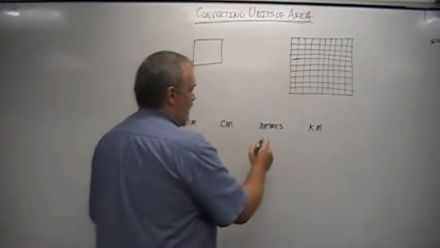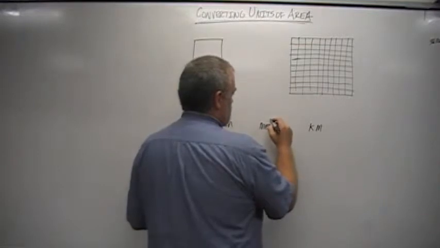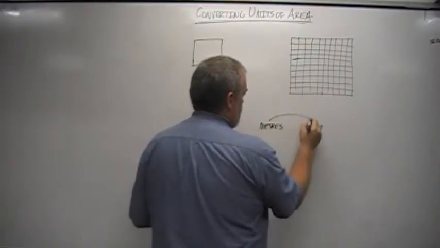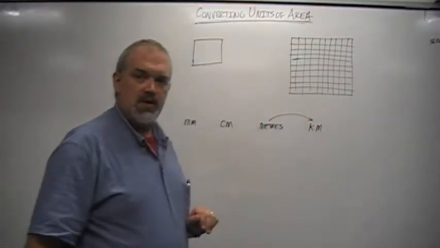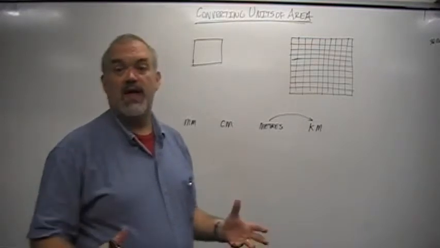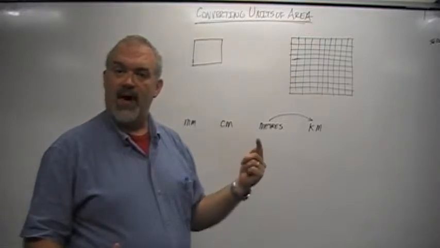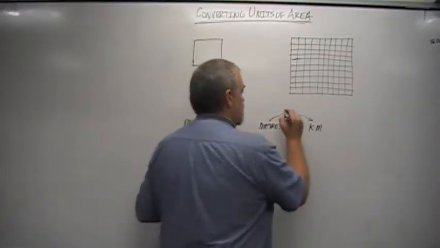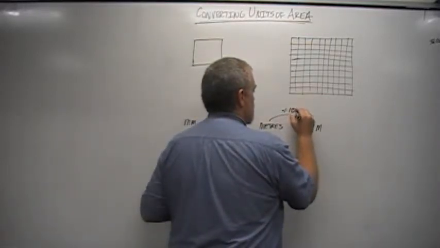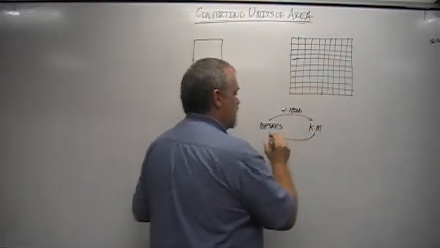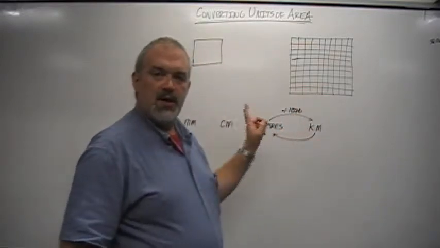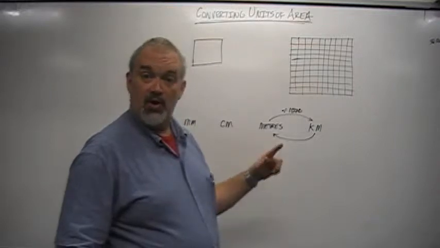Now, if we're going from meters to kilometers, we start out with 2,000 meters and we want that in kilometers. What do we have to do? We have to divide by 1,000. We're going back the other direction, and we want to go from kilometers to meters. What do we do? We multiply by 1,000.